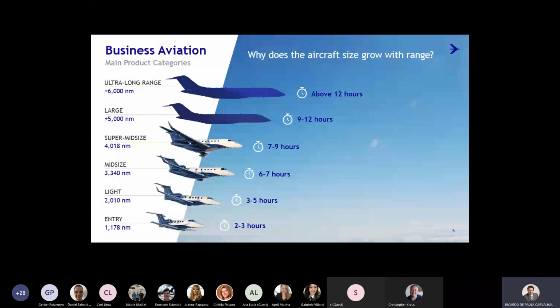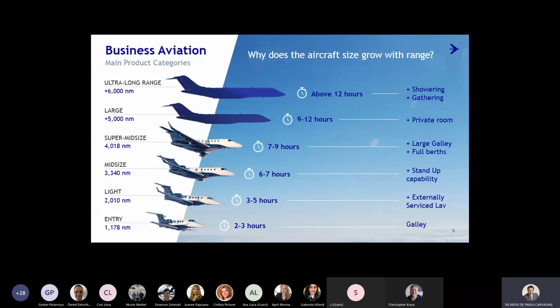So business jets grow in size, not really because the buyers want to fly more people in the jet, but mainly because the flight gets longer and you have to cater to a lot more needs during that longer flight. Okay, and you can see this a little bit on the right side of the slide, what things are added. So we start with the Phenom 100, which has a very basic refreshment center.